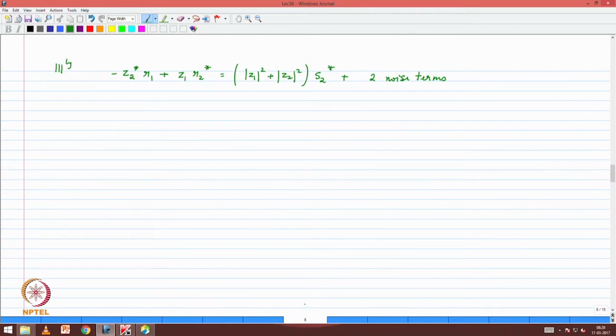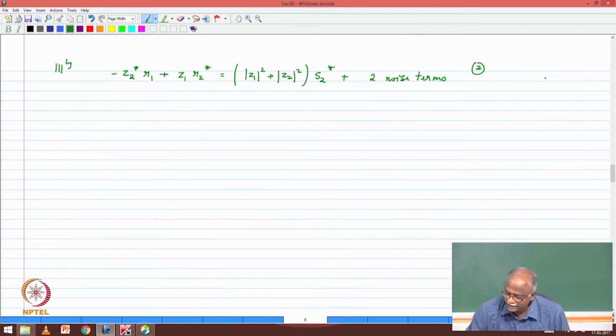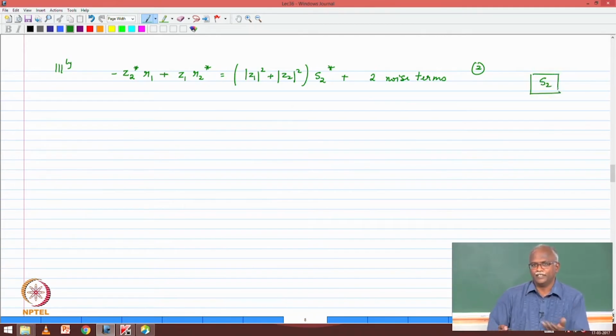And equation 2 helps us detect S2. It helps you to detect S2 conjugate. It's trivial. Basically, that means you can get S2 as well. But notice what your channel coefficient is. The channel coefficient is mod Z1 squared plus mod Z2 squared. Even if one of them is in a fade, you will still be able to get robust detection. So you have gotten diversity gain. Diversity gain is what helps you when one of the channels is under fading conditions.